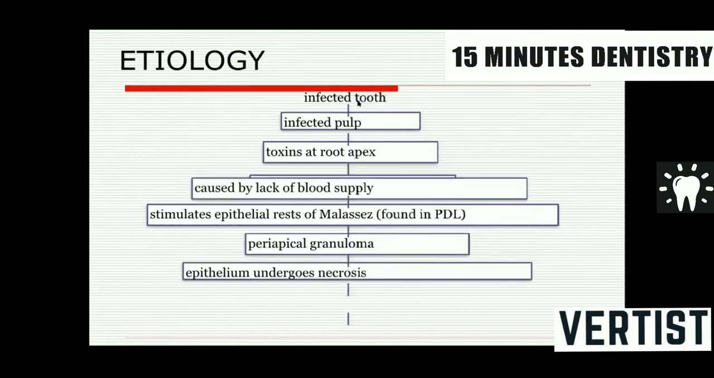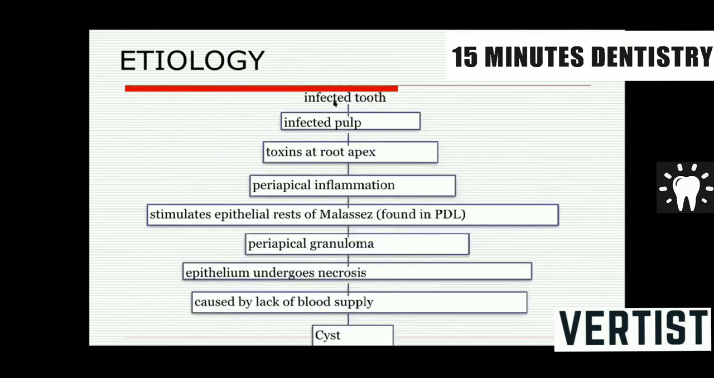So there is an infected tooth due to dental caries. The infection spreads to the pulp. From the pulp, it spreads to the root apex. Then there is periapical inflammation. In the periodontal ligament, there are cell rests of Malassez. There is stimulation of these cell rests of Malassez, which leads to proliferation of these cells. There is periapical granuloma, in which the cell rests of Malassez are proliferating. The central area undergoes necrosis, and finally you get a cavity filled with necrotic material or fluid and lined by epithelium formed from the cell rests of Malassez.